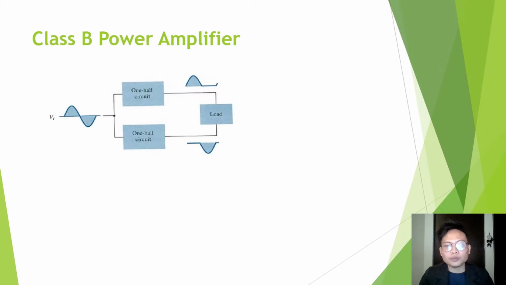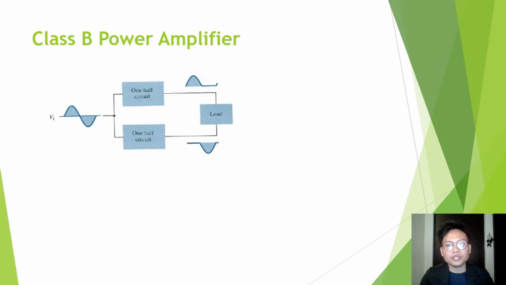Hi, today I will be explaining about power amplifiers. Power amplifiers are divided into three classes. The first one is class A power amplifier, the second one is class B power amplifier, and the third one is class AB power amplifier. I will be focusing on the class B power amplifier.